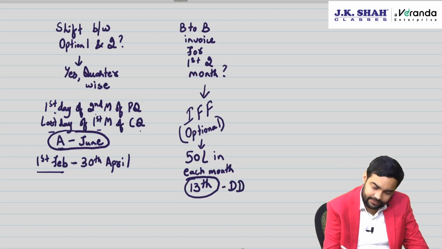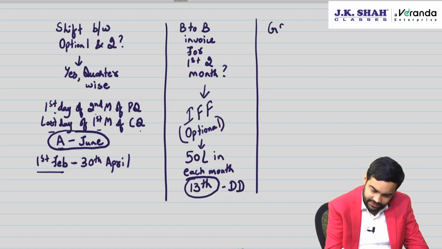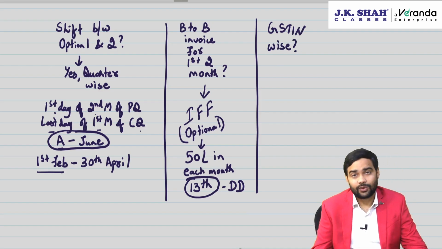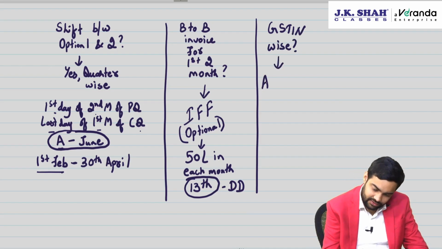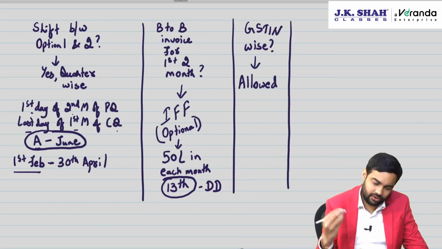Okay, then can I choose this per GST registration? Like Bangalore branch monthly filing, Mumbai branch quarterly filing allowed. So Bangalore branch can do monthly filing, Mumbai branch can do quarterly filing, no problem at all.